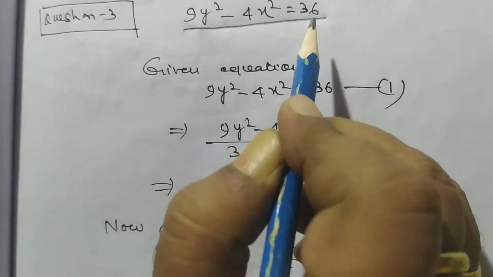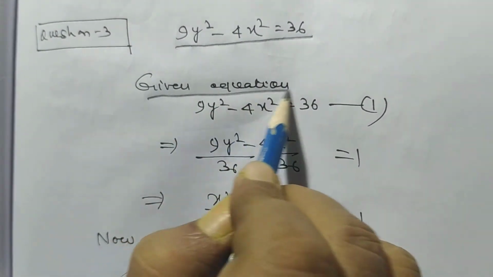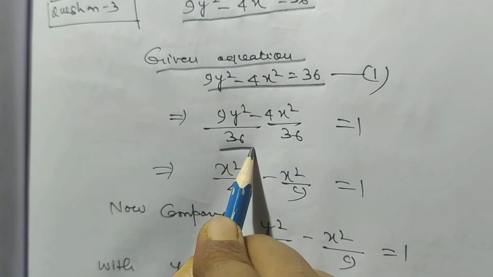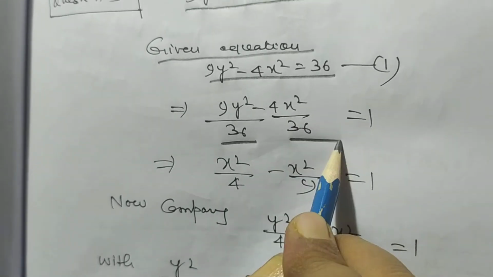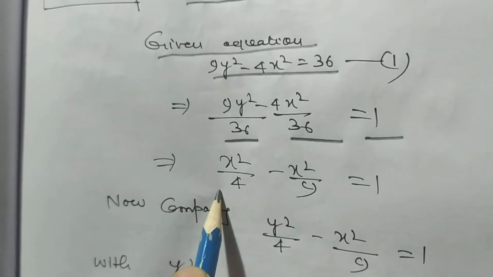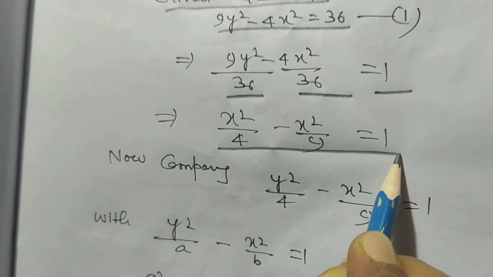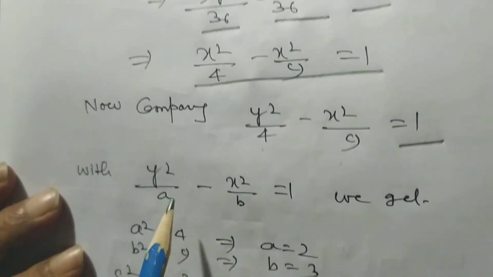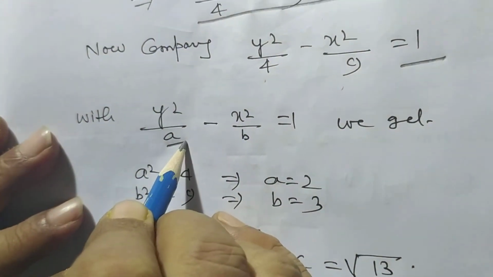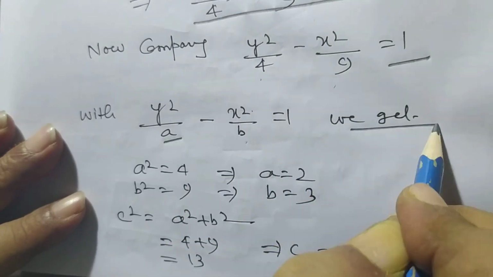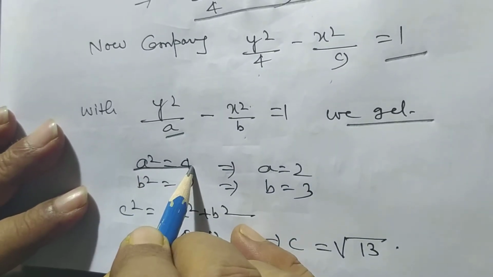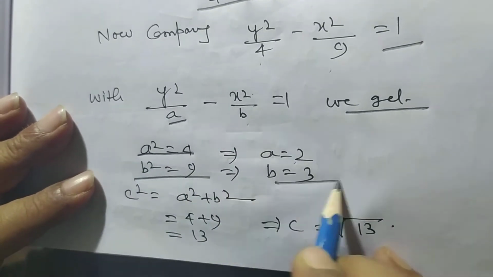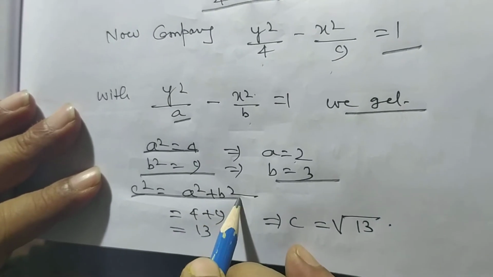9y square minus 4x square is equal to 36. Given equation, 9y square minus 4x square is equal to 36. That is 9y square by 36 minus 4x square by 36 is equal to 1. That is y square by 4 minus x square by 9 is equal to 1. Now comparing y square by 4 minus x square by 9 is equal to 1 with y square by a square minus x square by b square is equal to 1, we get a square is equal to 4, a is equal to 2, b square 9, b is equal to 3.